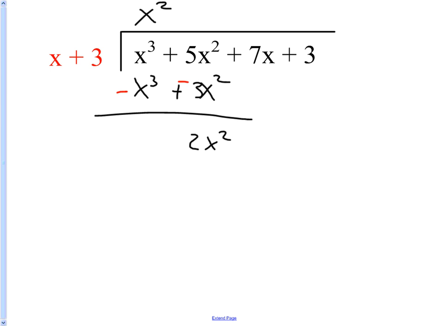And I can't keep going until I do what? Bring down. And notice, see how this is a binomial out here? I want this to always be a binomial here. All right, so I'm going to bring that 7x down.